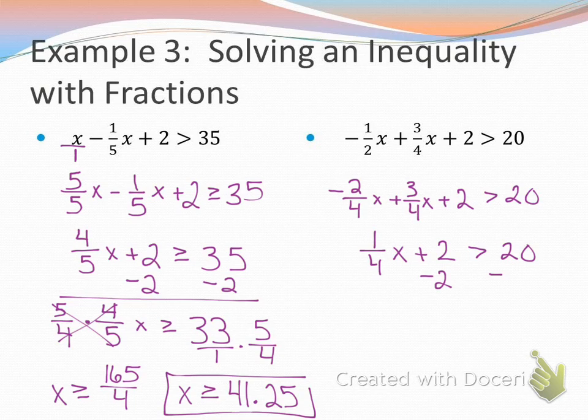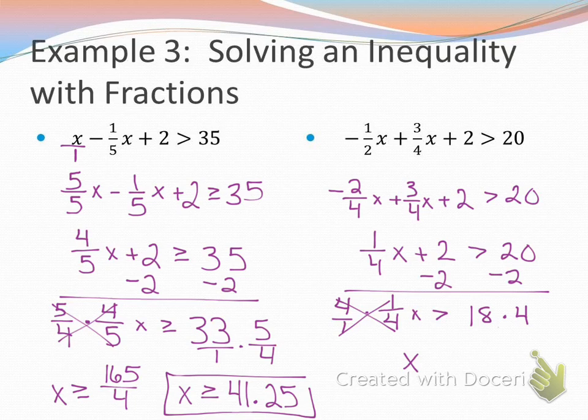Subtract 2 from both sides. 1/4 x is greater than 18. Multiply both sides by 4. And x is greater than 72.